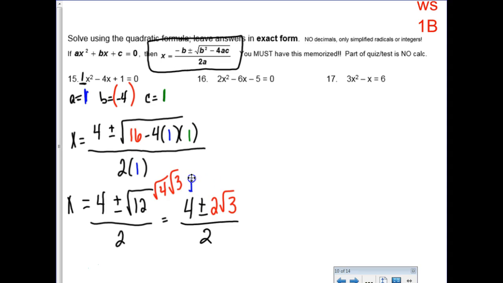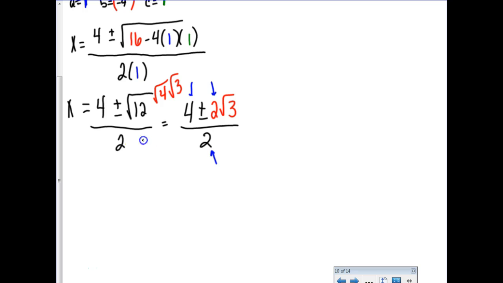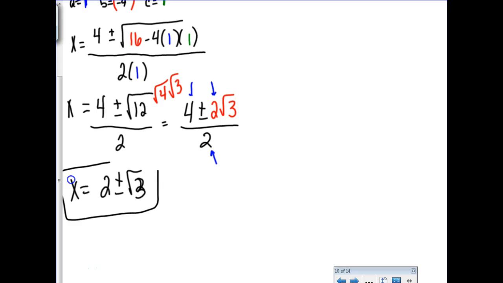These coefficients can all be divided by 2. So you need to take it that far and say it is 2 plus and minus. You can write a 1 if you want, but it's 2 plus and minus the square root of 3. So my answers, after all that work, are 2 plus the square root of 3 and 2 minus the square root of 3. Whew.